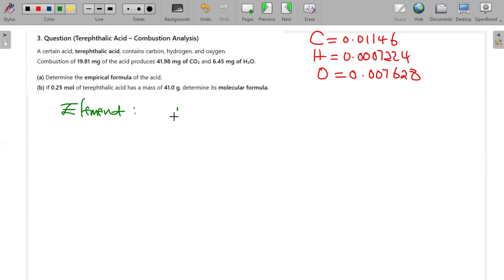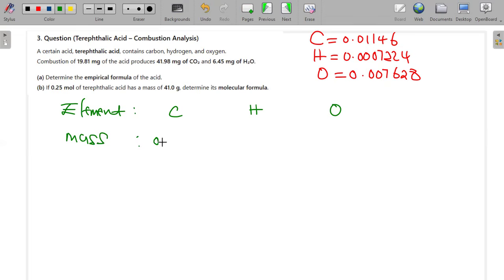So the elements are carbon, hydrogen, and oxygen. And then here I have the masses. I don't have the mass percent, so I can use those. But if you want, you can find the mass percent first and then use them here. But we're just going to use the masses anyway to reduce the work.